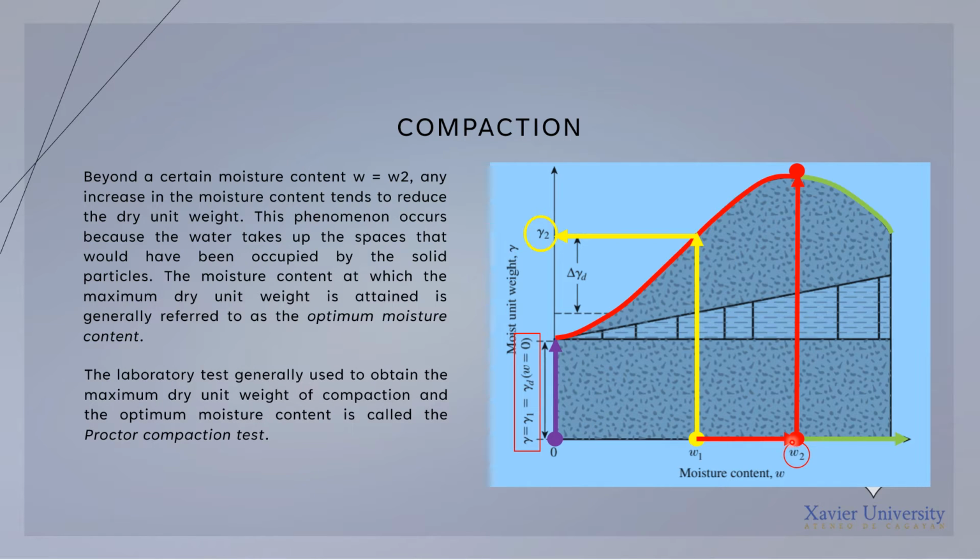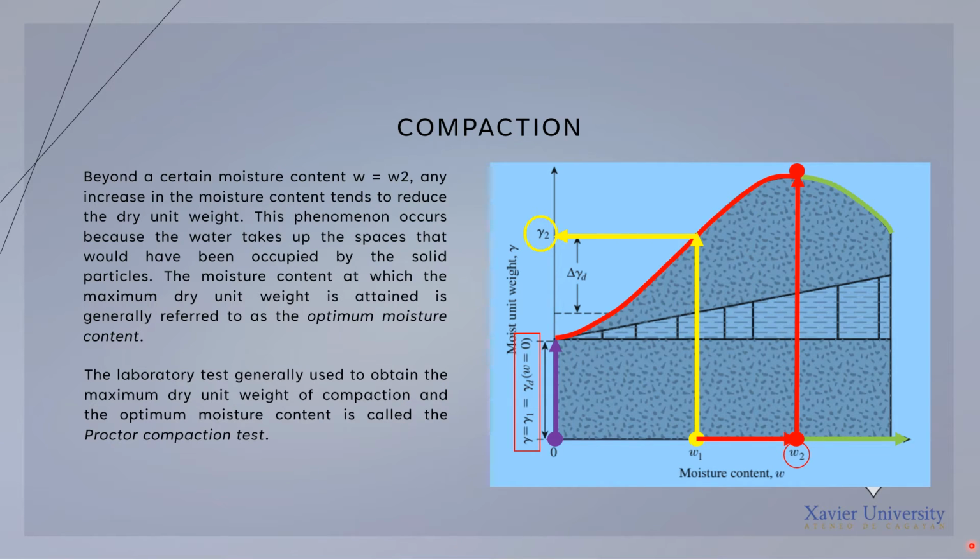So that is why, the explanation is that as our moisture content increases, our dry unit weight also increases. But once it reaches the optimum moisture content, that is where we attain our maximum dry density. If we try to further increase our moisture content beyond this peak value, our dry unit weight decreases, because the spaces that would have been occupied by solid particles are now taken up by water. Meaning our soil is already saturated.